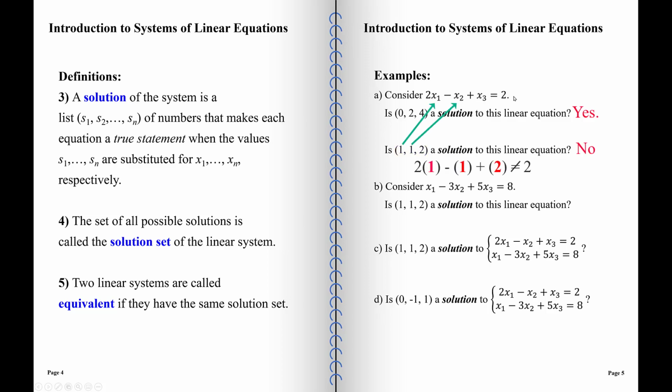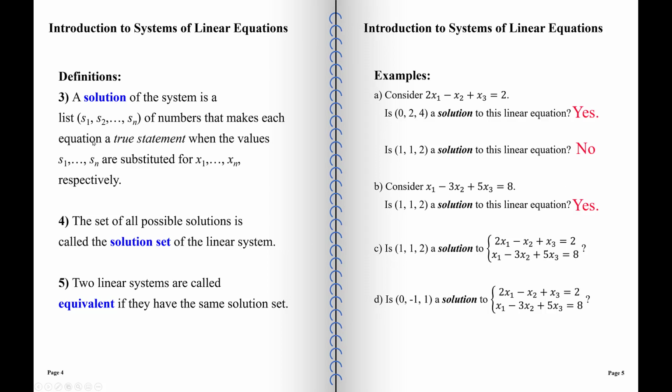When you substitute these values in here, we see that it's not a solution to the equation. Let's look at example B. Is the ordered triple 1, 1, 2 a solution to this equation? The answer is yes. You plug in: 1 minus 3 is negative 2, and 10 minus 2 is 8, so it is.